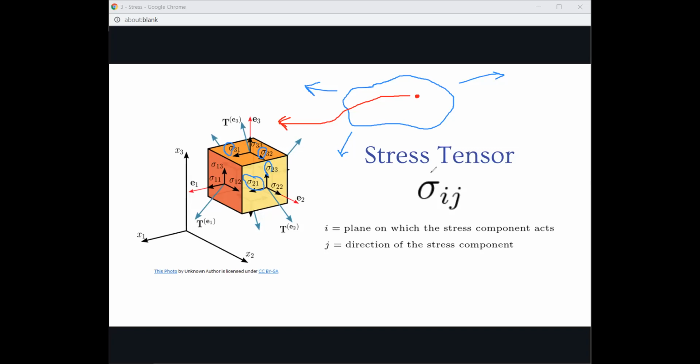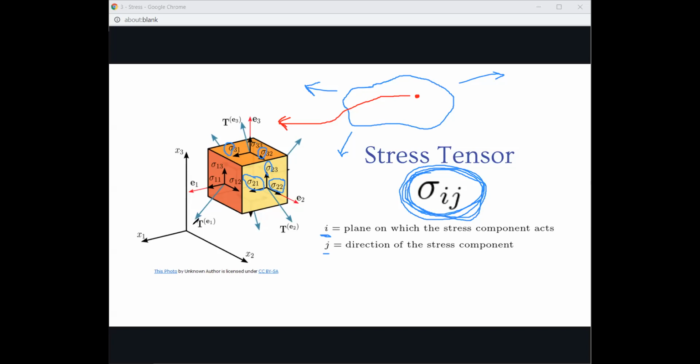So the indicial notation then for the state of stress of a point, okay, is sigma ij. This is what we call the stress tensor. So ang notation is that i, okay, so sigma ij, i is the plane on which the stress component acts. Okay? And then j is the direction of the stress component. So for example, let's look at sigma 22. Okay? Sigma 22. So ibig sabihin, at plane 2, tama, the stress acts on plane 2. Okay? Where is plane 2?